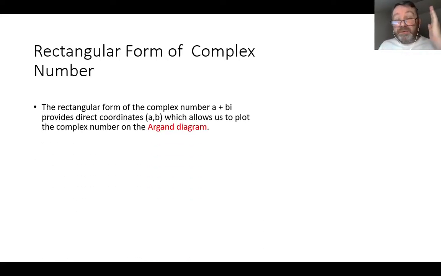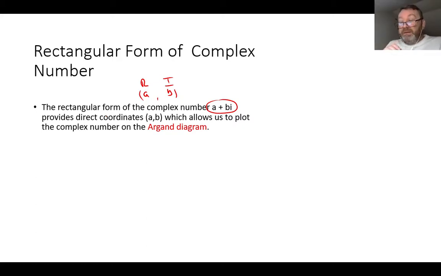So when we talk about the rectangular form of a complex number, what do we actually mean? The rectangular form is the form of the complex number that is a plus bi, where a and b are the values of the real and the imaginary. Now I want you to think about this. If you take a plus bi, a is the real value and the imaginary value is b. These two operating together give me a couple. They give me a coordinate.